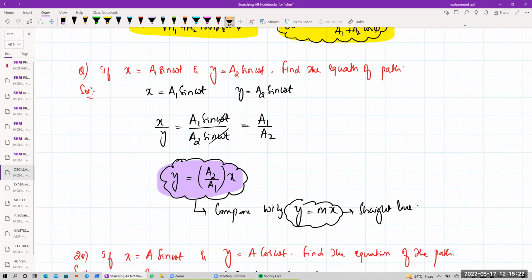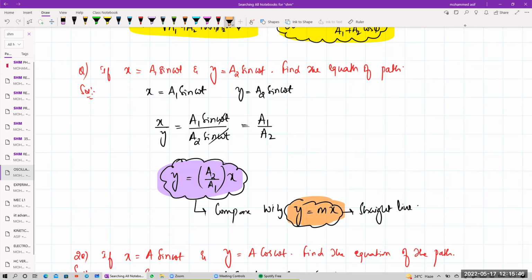Now divide both of them. x divided by y equals a1 sin omega t divided by a2 sin omega t. Sin gets cancelled, giving a1 by a2. So y equals a2 by a1 into x. Now if you compare this with the straight line equation y equals m x, the slope is a2 by a1. So the equation will be a straight line equation.